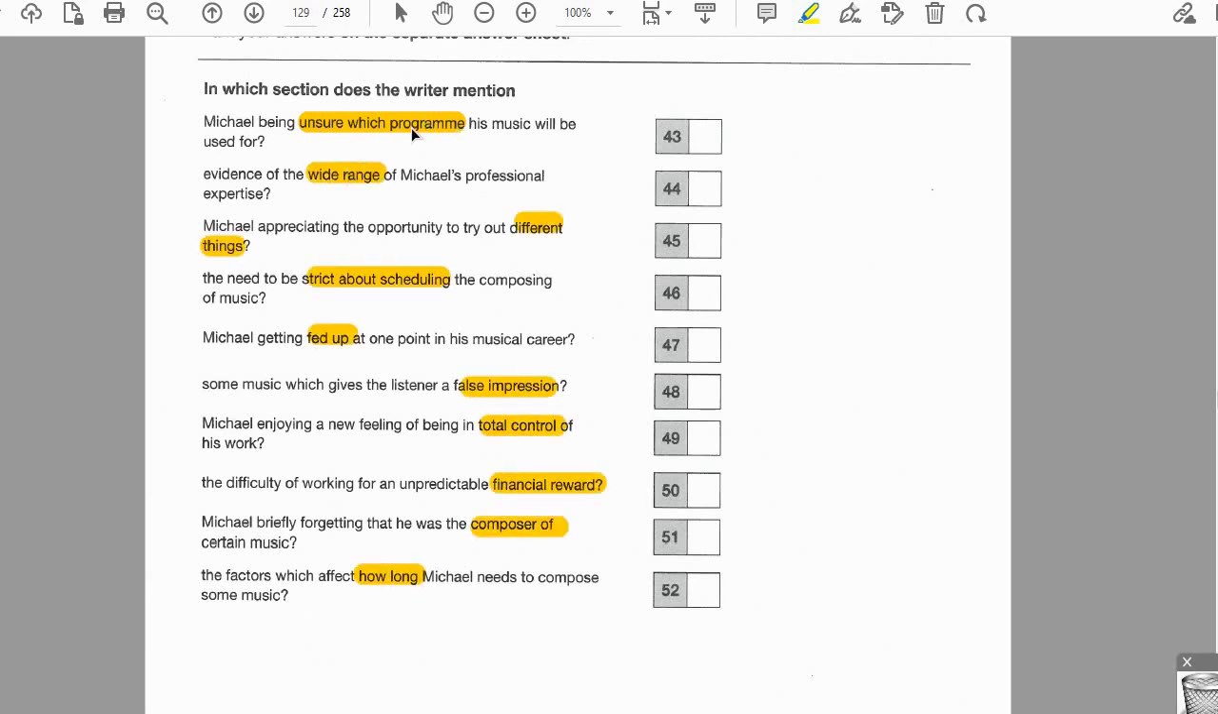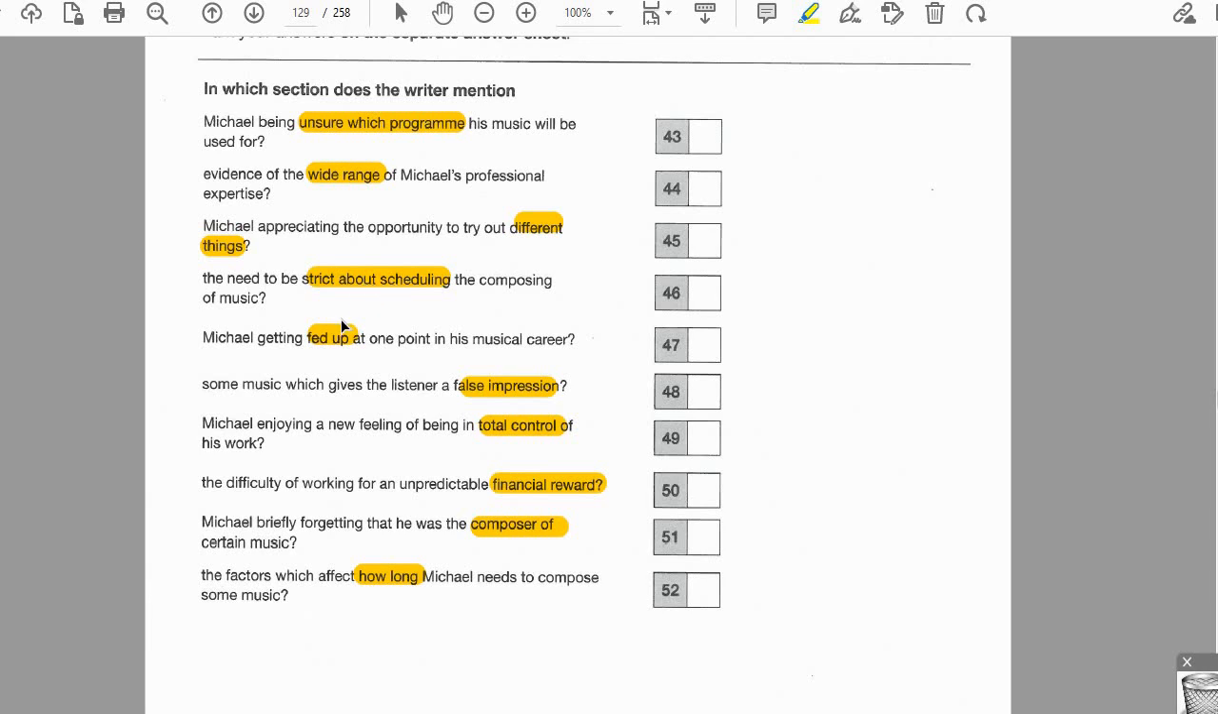The importance of the keywords is also that you focus on that information. Wide range. So he's composed music for everything from commercials to cartoons. So wide range, like different concepts, different things. I was able to try out many techniques. Strict about scheduling. So he said, like, horarios. Like I need to get up. I always get up at 8 to get started because I need many hours, whatever.